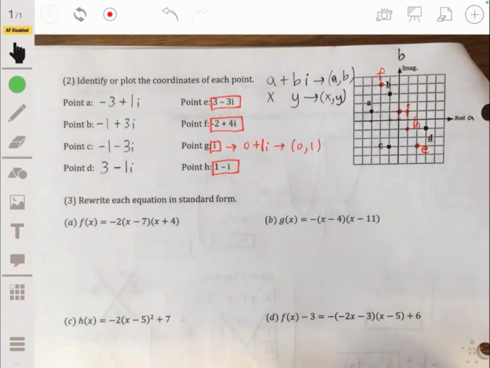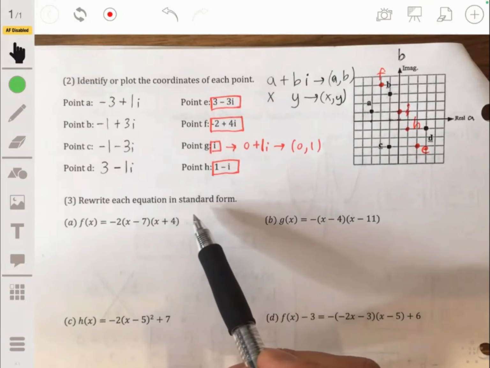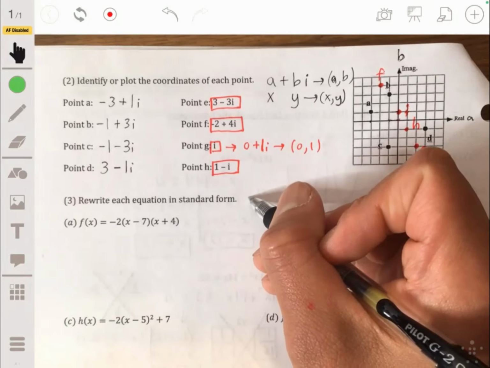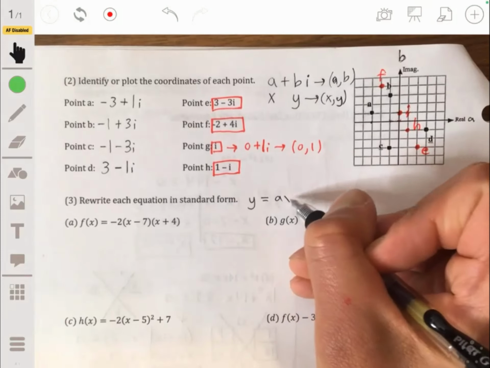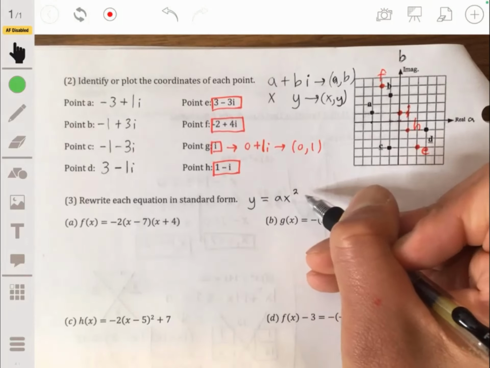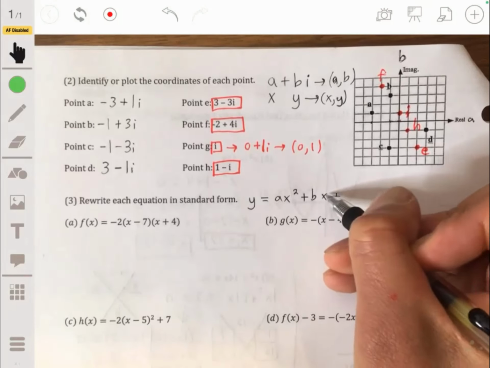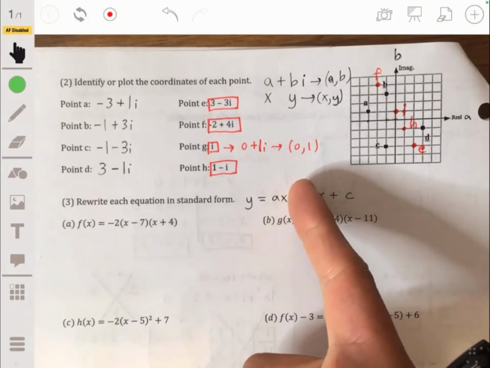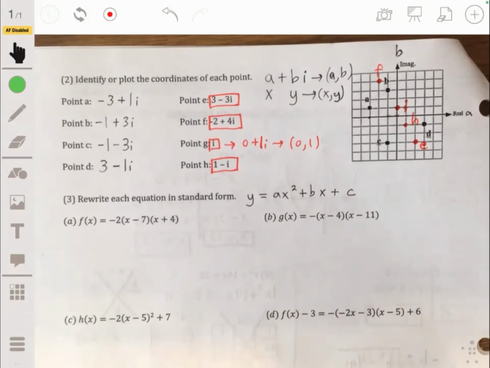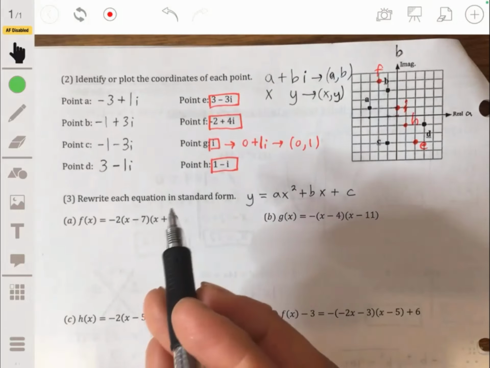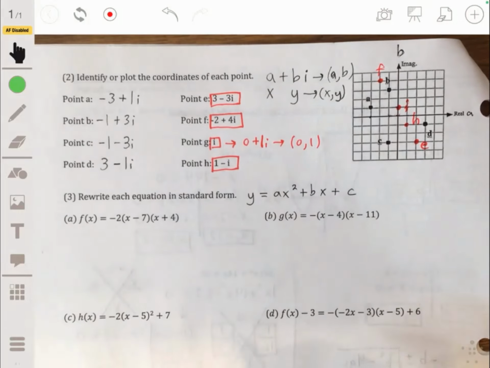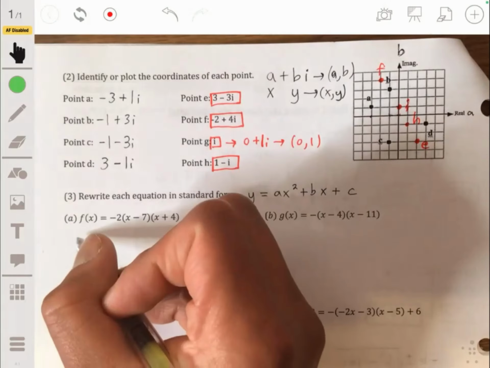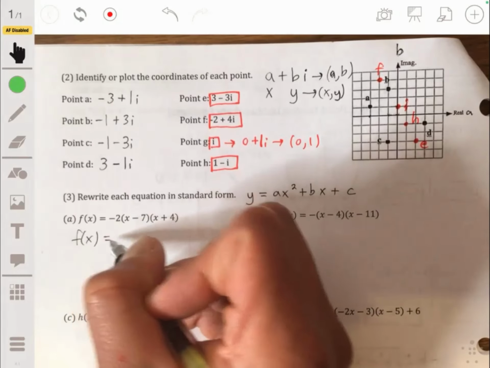And problem 3, write each equation in standard form. Okay, so let's remember what standard form is. That's essentially when you have it, ax squared plus bx plus c. Make sure that a is the coefficient of x squared, b is the coefficient of x, and c is your constant. So we don't have to solve anything. We just have to expand this. So f of x, remember that's just your y, so you can rewrite that as this.